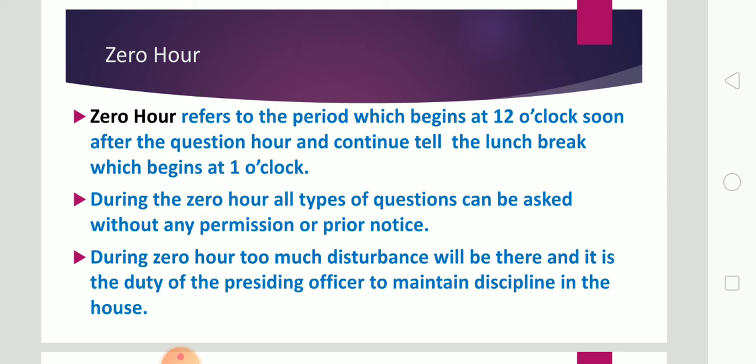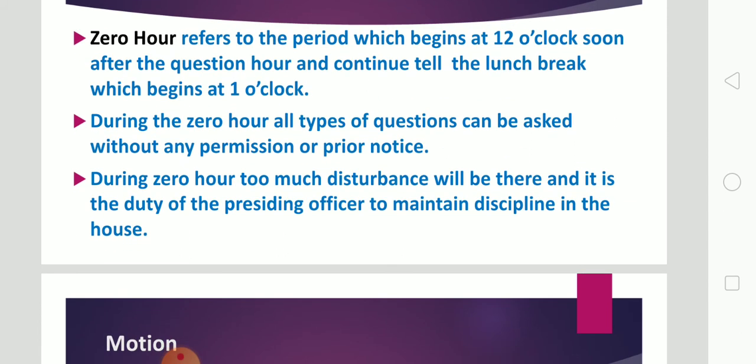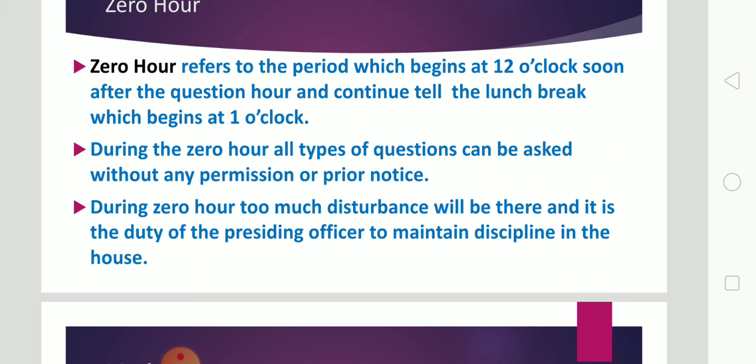For asking questions during the question hour, there are some procedures. Only permitted questions can be asked, and three types of questions: the starred question, unstarred question and short notice questions can be asked. But during the zero hour, such restrictions are not there. Any type of question can be asked, and for asking such questions, the permission of the chair is not required. So automatically during the zero hour, too much disturbance will be there, and it is the duty of the presiding officer of the house to maintain discipline in the house.